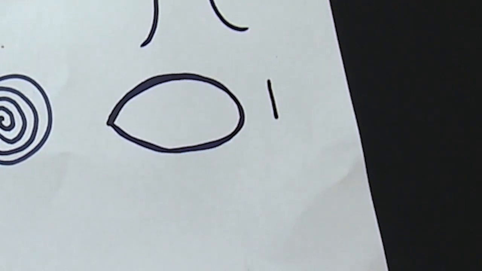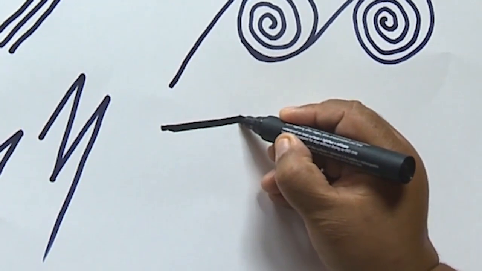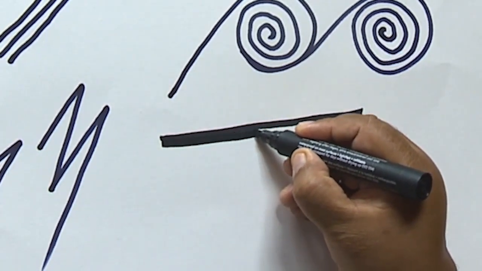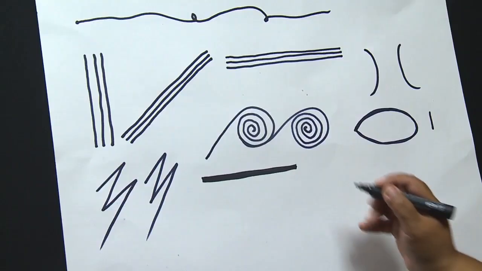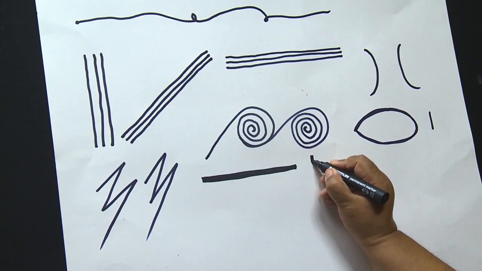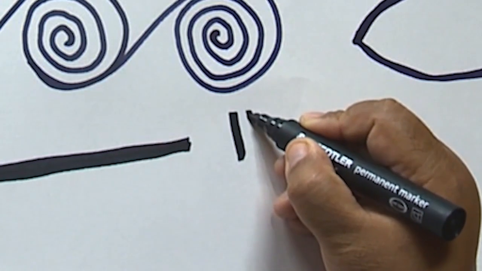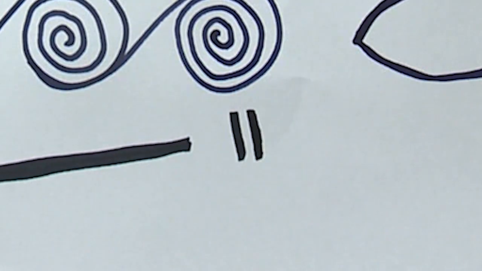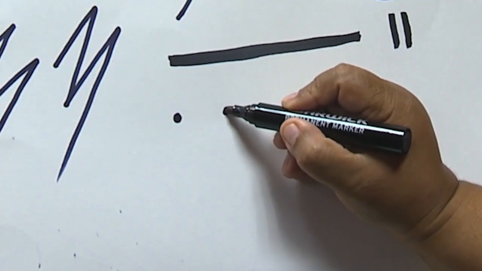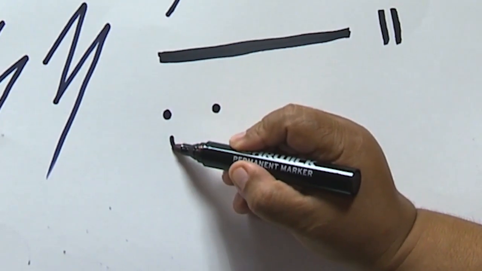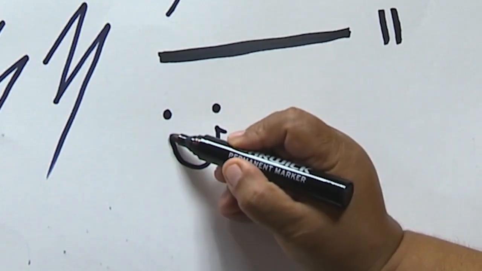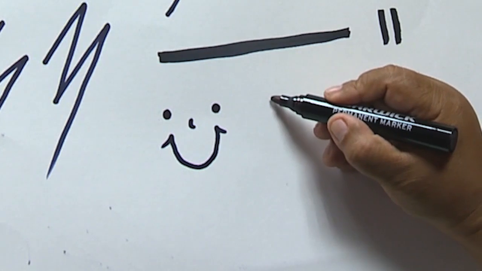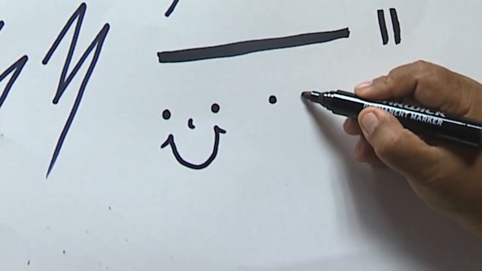Lines can be short. Lines can be long and thick. Line can be short and thick as well. Remember that lines do create emotions? Yes, if we add a curve, we can see a smiley face or even a sad face.